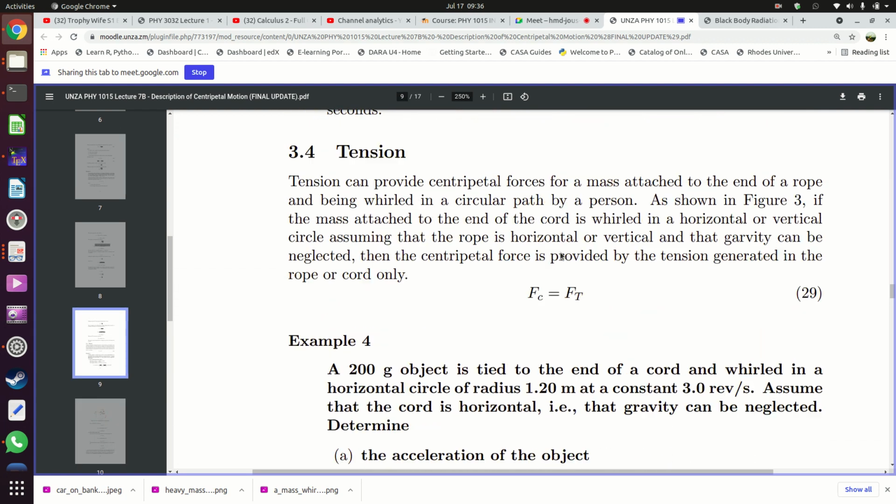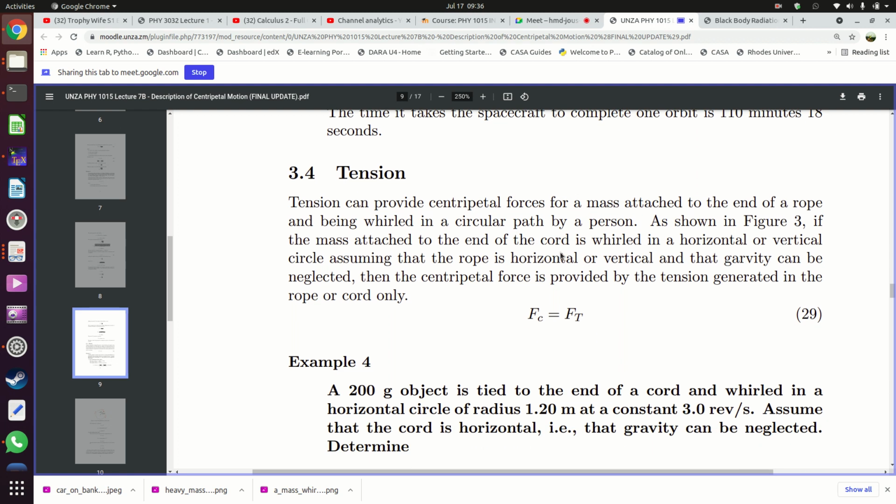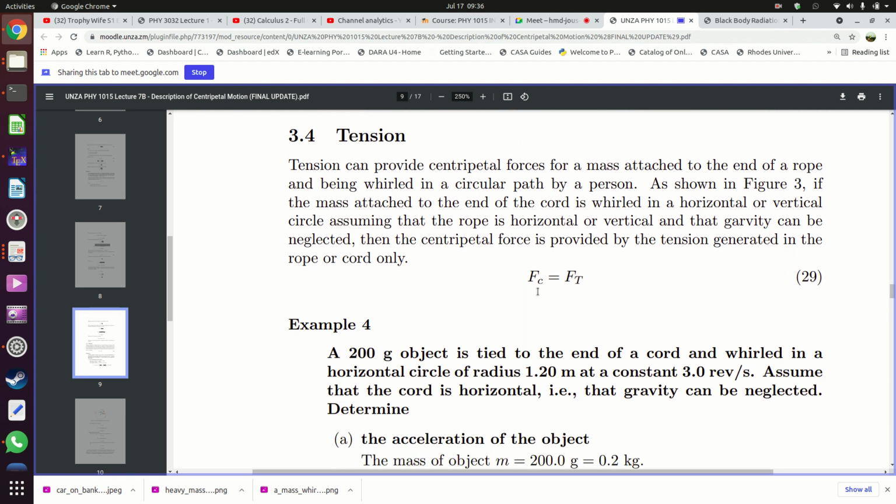The tension is the one which is going to be forcing this particular object to move in a circle. If it's vertical, it's also the tension. If you assume that the circular track in which this object is moving is horizontal, then the centripetal force is just provided by the tension, as shown by equation number 20.